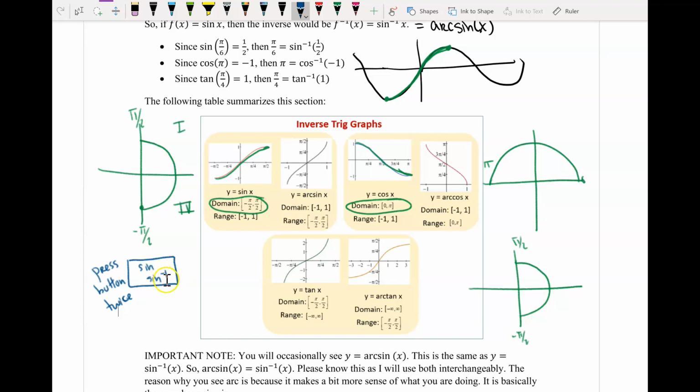So, for example, let's say you wanted to find the sine inverse of, I don't know, 1/2. You can go ahead and put that in your calculator, sine inverse of 1/2, and make sure that your mode is in radian mode. When you do that, what you're going to end up getting is pi over 6.